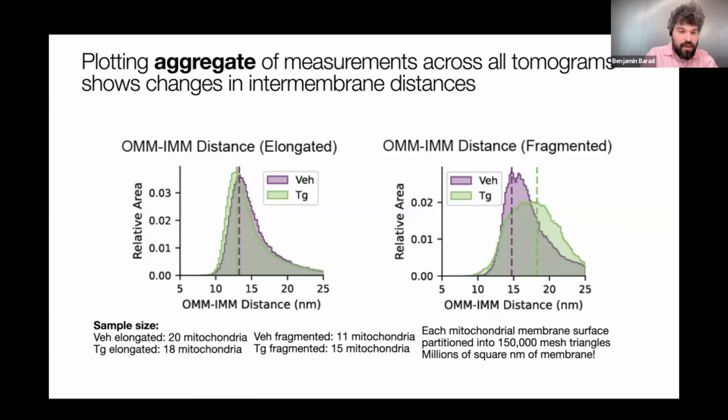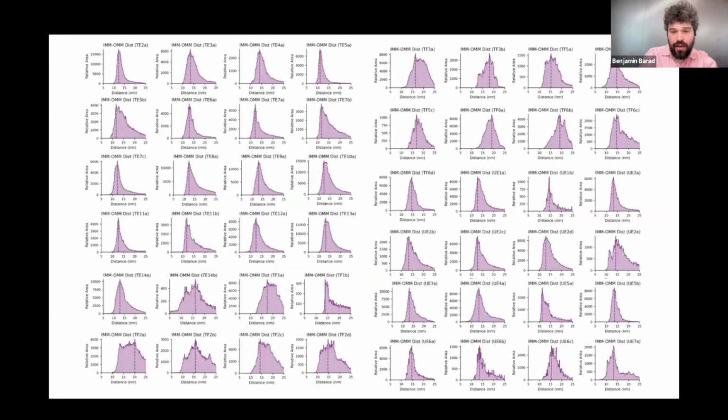And we can do a histogram. We can say, let's just look at the area of every triangle and add it into the bin of distance. There are lots of different ways you can break down this measurement and take a look at it. We're making these measurements ultimately over millions of square nanometers of membrane, which is the scale you're looking at in tomography, the nanometer scale. And we can do it for one, but we can also look at all of our tomograms and make that same measurement.